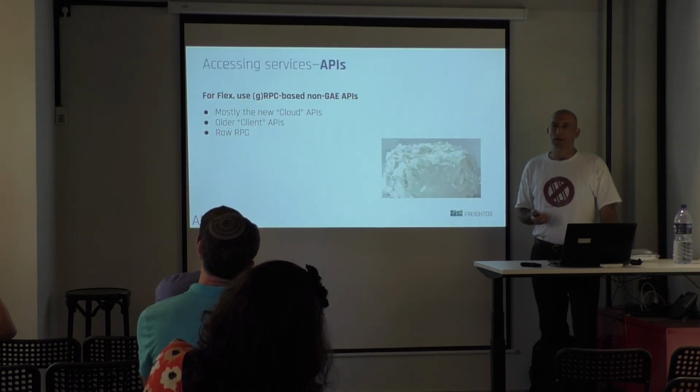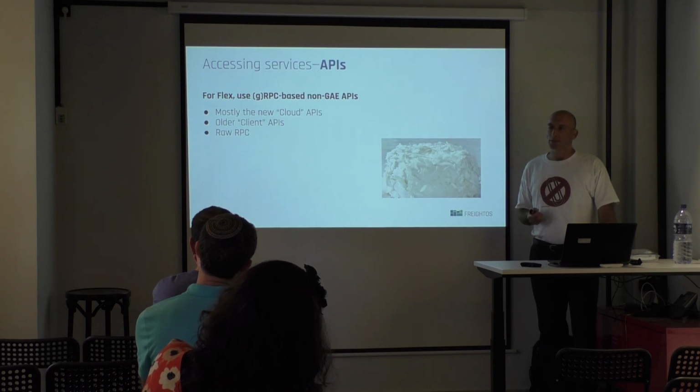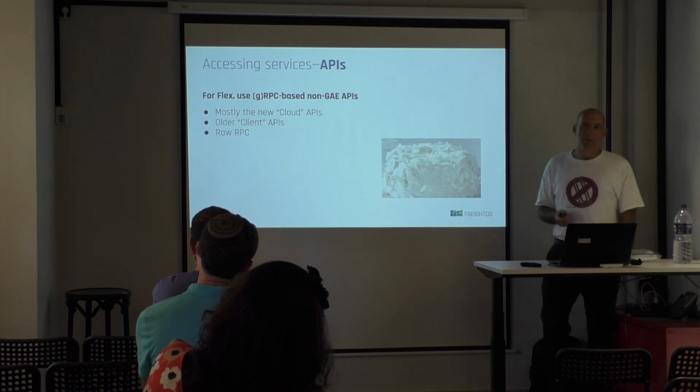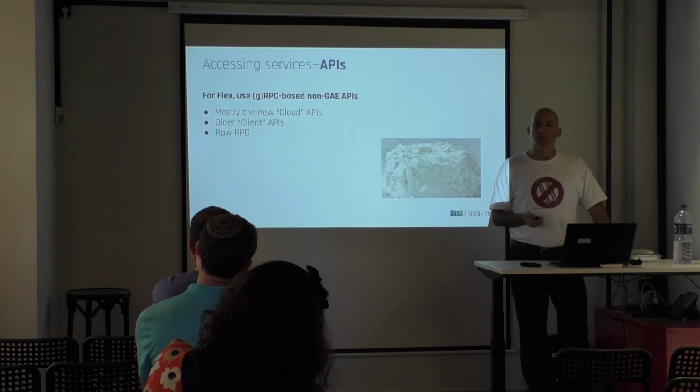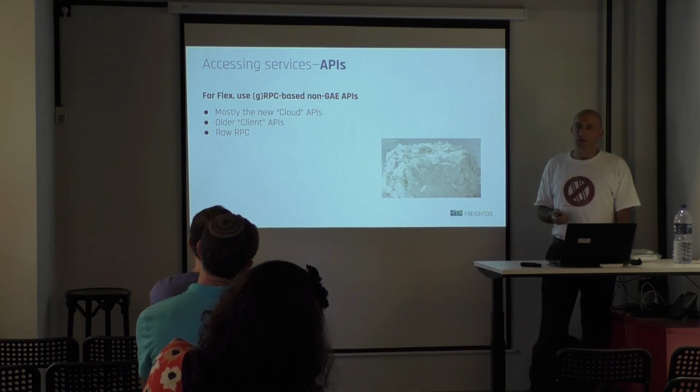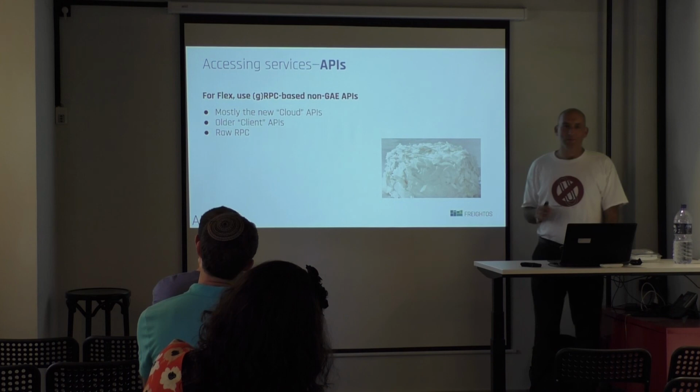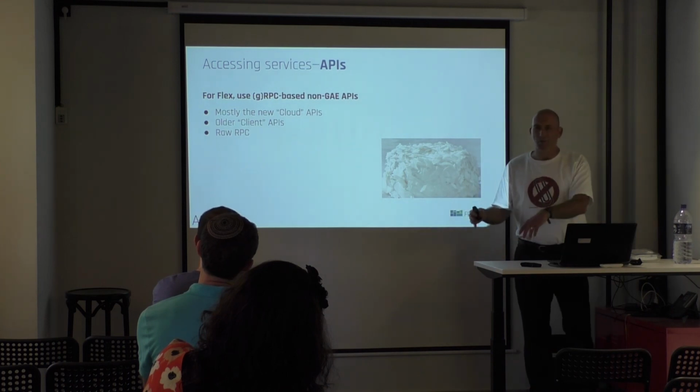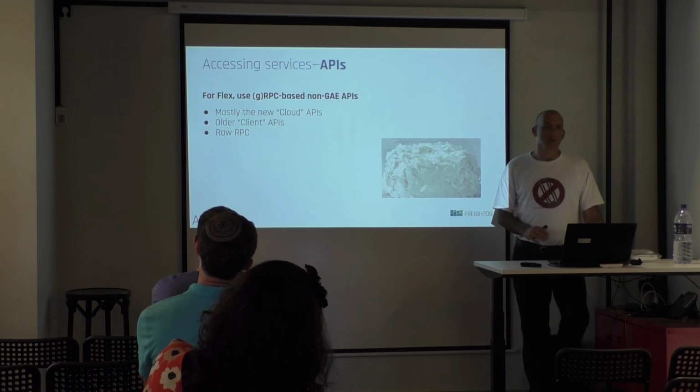A word about those APIs. You can still do almost everything in the new Flexible Environment using new APIs based on RPC, actually gRPC, which is Google's new variant on that. Mostly what are called the cloud APIs, or, I'll talk in a minute about this, the older client APIs. Sorry about the names, people. It's all clients. Of course you're a client. And of course it's the cloud. But these are just the names that they chose for these different APIs.